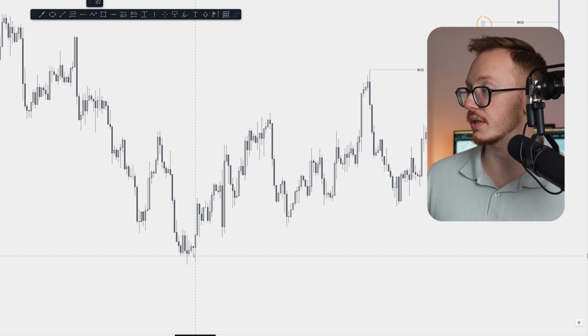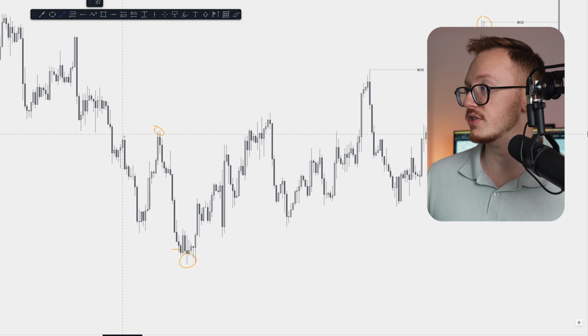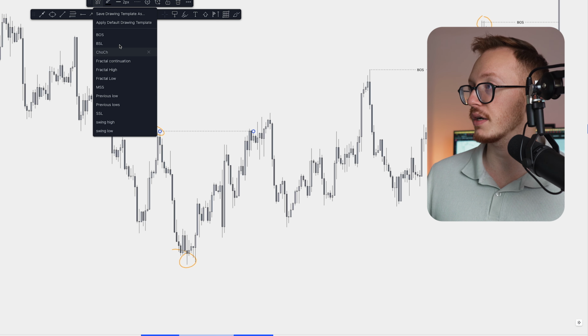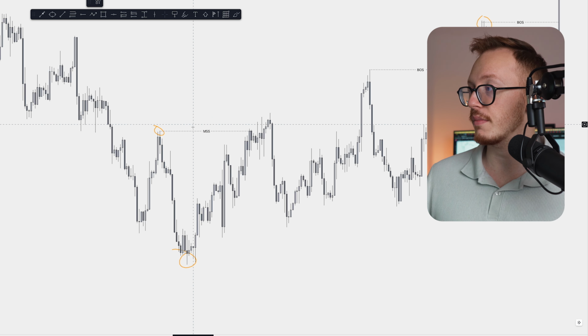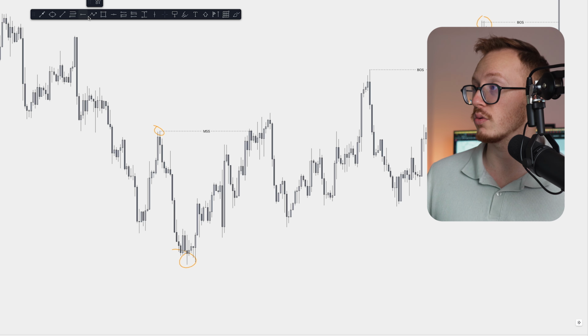So this is our swing low, and this was the previous swing high. So the previous swing high right here gets broken, and this is our market structure shift. We have a market structure shift right here as the previous high got broken, and this creates our new swing high. New swing high.